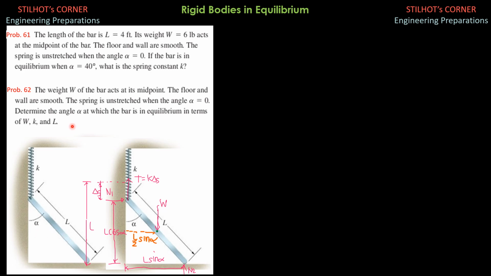So determine the angle alpha at which the bar is in equilibrium in terms of the weight W, the spring constant K, and the length of this bar. So I will present first the solution to problem 62, and the results of problem 62 shall be used to answer this question or problem 61. So for problem 62, here is the free body diagram.